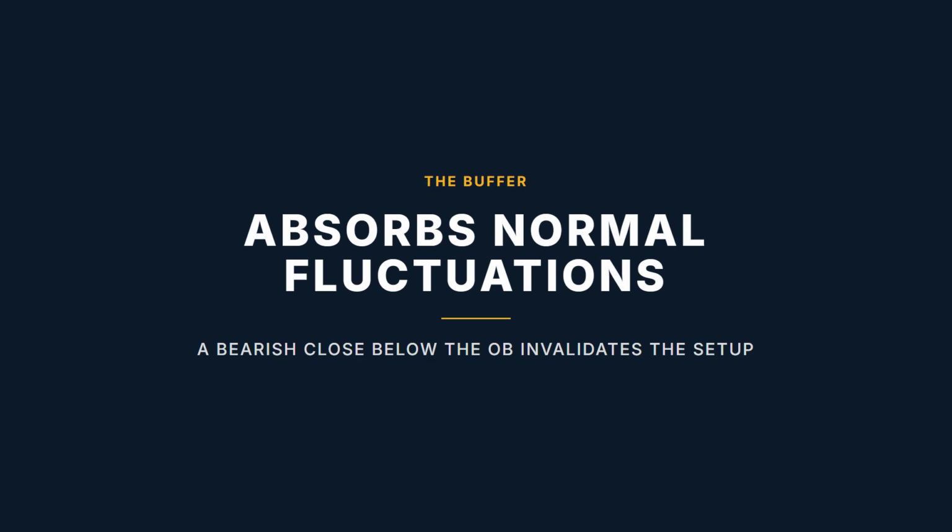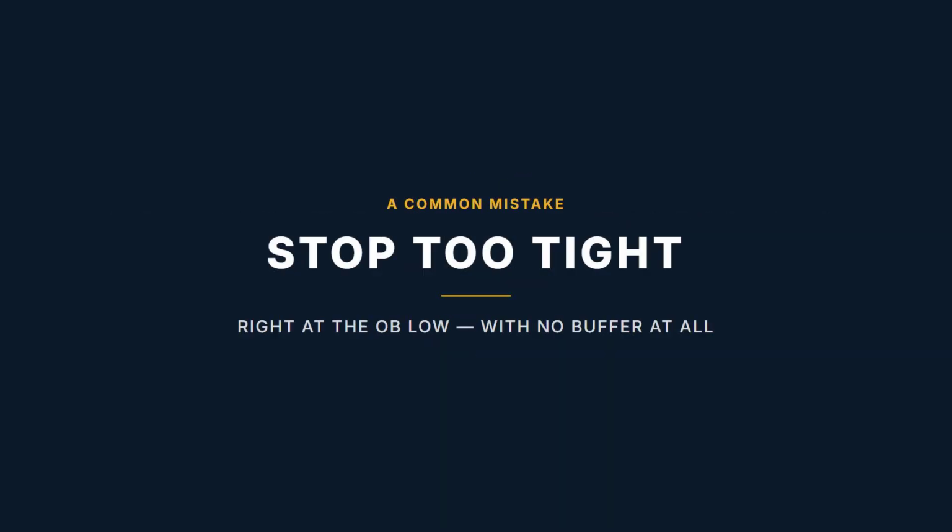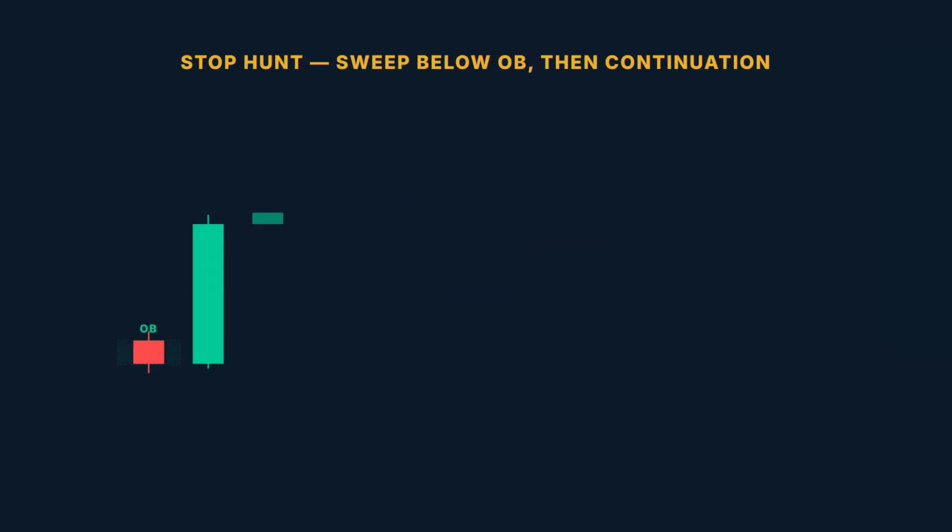Buying in the discount and selling in the premium means you are always trading in the direction of the market's natural return to balance, not against it. This concept alone eliminates a good portion of low probability entries because it prevents you from buying near the top of a range and selling near the bottom. When you combine premium and discount with FVG and order block analysis, the process looks like this.